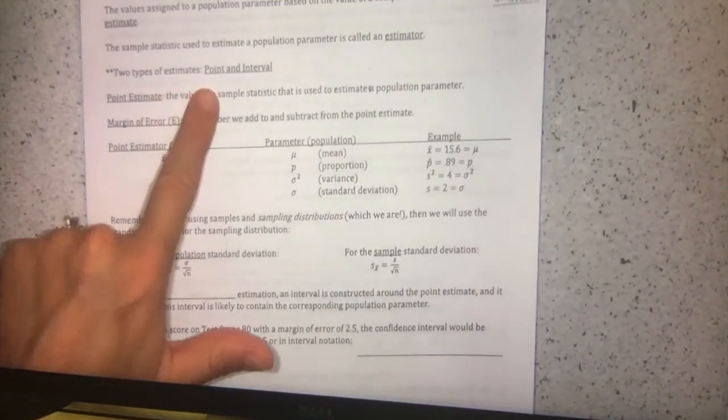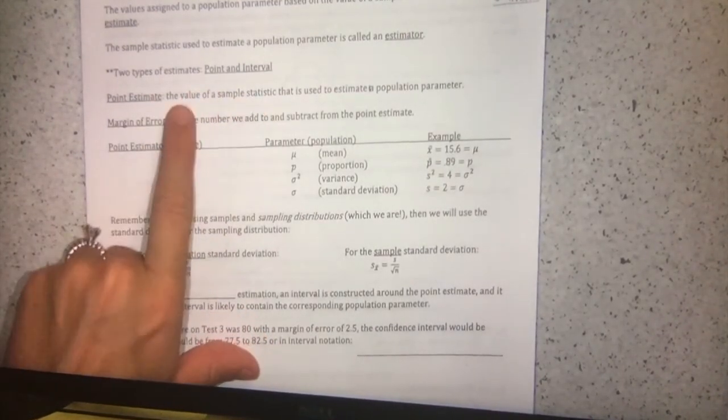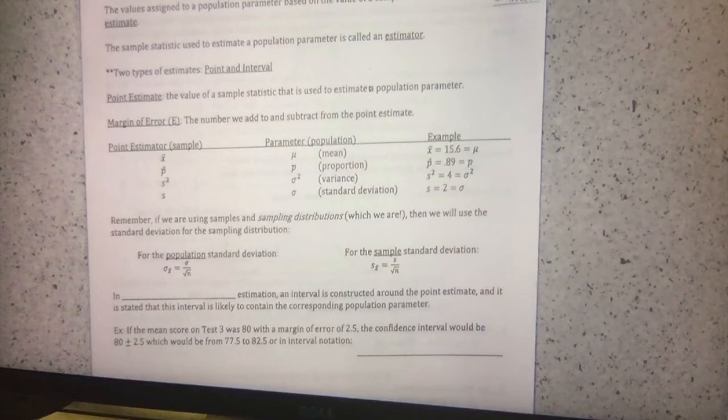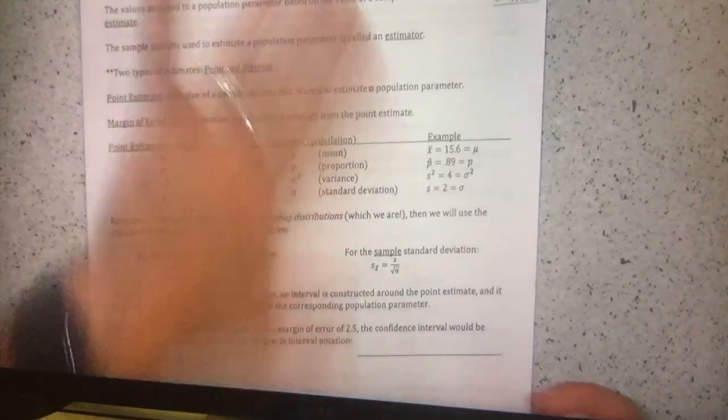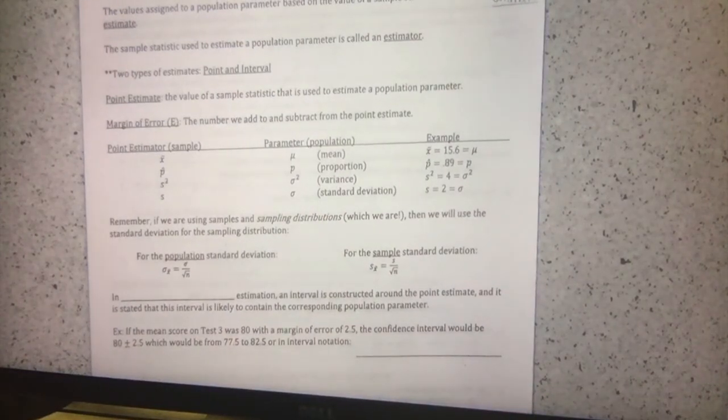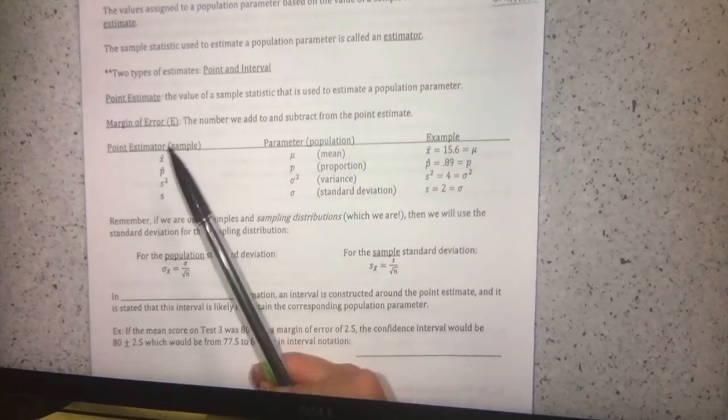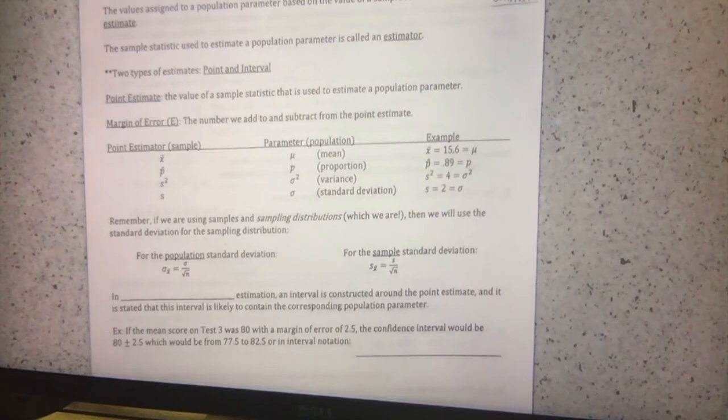Two types of estimates are point and interval. A point estimate is the value of a sample statistic that is used to estimate a population parameter. The margin of error, which we're going to call E, just capital E, thankfully, no fancy letters or Greek letters, is the number we add or subtract from the point estimate.